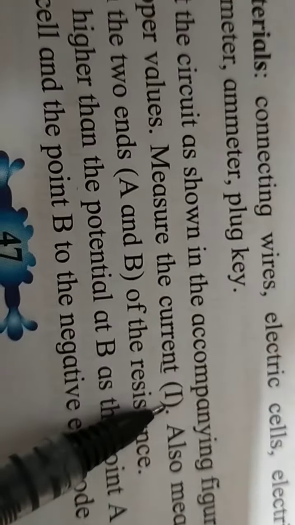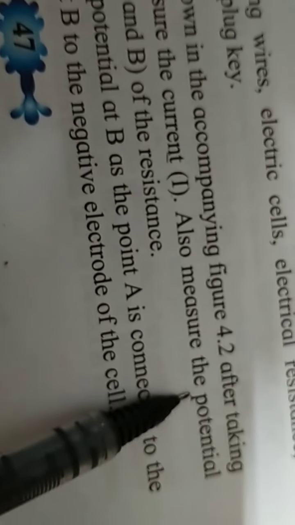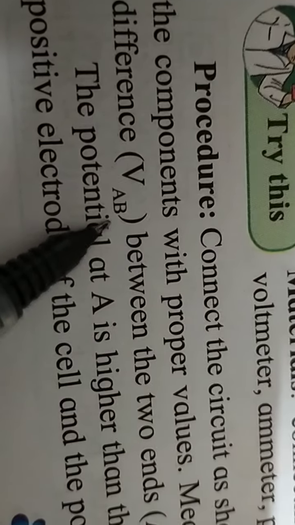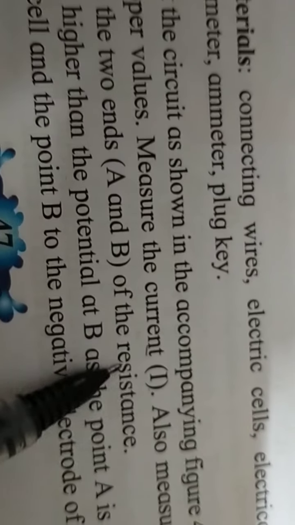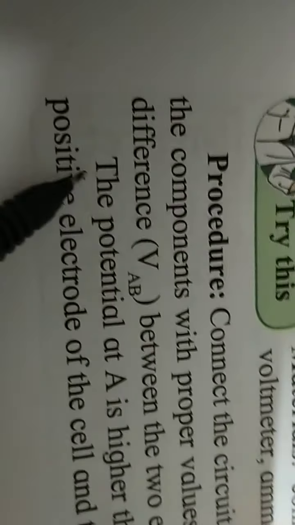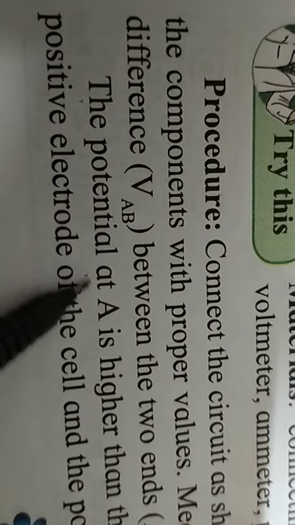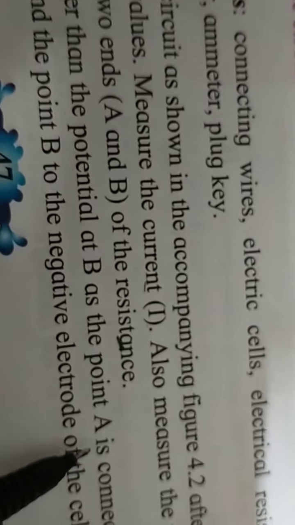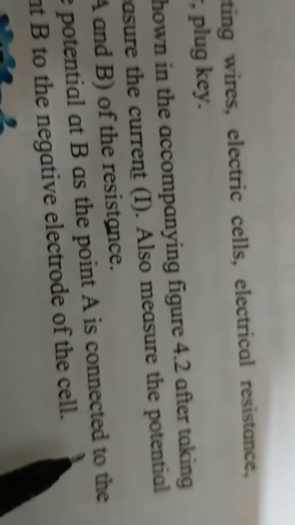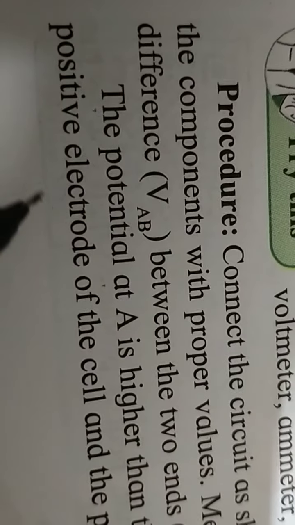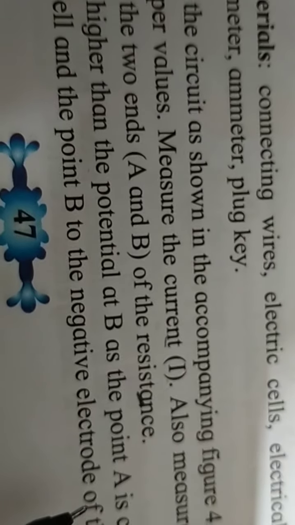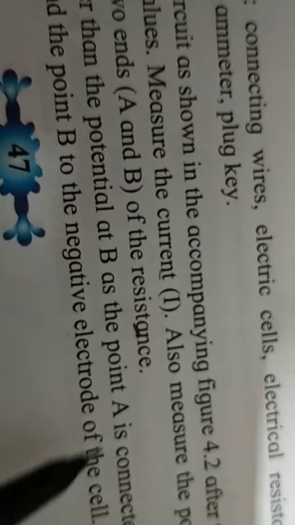Measure the current I. Also measure the potential difference, that is VAB, between the two ends, that is A and B, of the resistance. The potential at A is higher than the potential at B, as the point A is connected to the positive electrode of the cell and the point B is connected to the negative electrode of the cell.